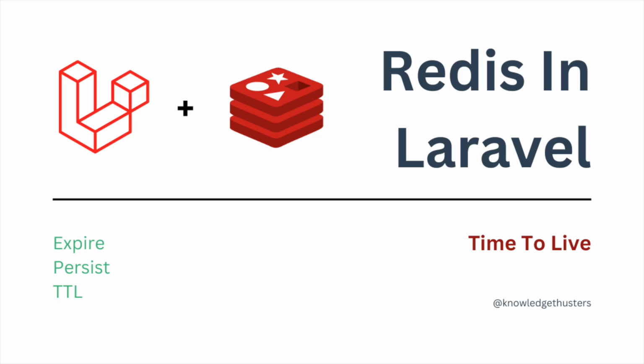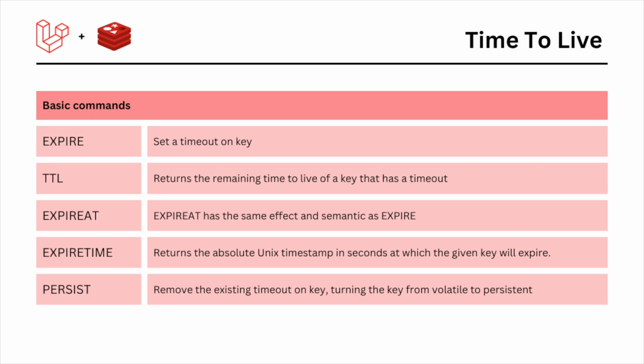So today we are going to see time to live in Redis. So let's get started in today's video. Time to live is basically for how much time that particular key is present to access. After that it will be destroyed. You can set time to live using the expire command. This will set a timeout on your key, and the TTL command will return the remaining time, that is, in how much time it will expire.